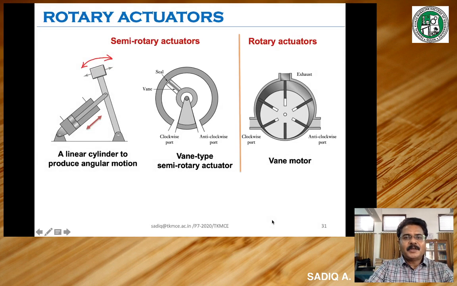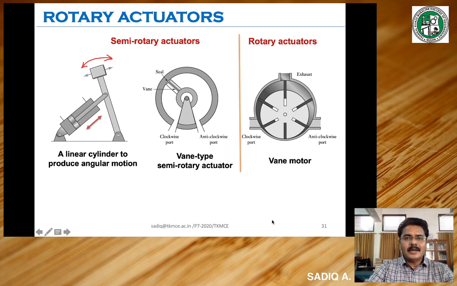Let us see rotary actuators. We are familiar with linear actuators, where there is linear motion that we get based on the control signal. A typical piston cylinder arrangement is an example. We have seen single acting, double acting cylinders and all. These were examples for linear actuators. Now let us see rotary actuators.